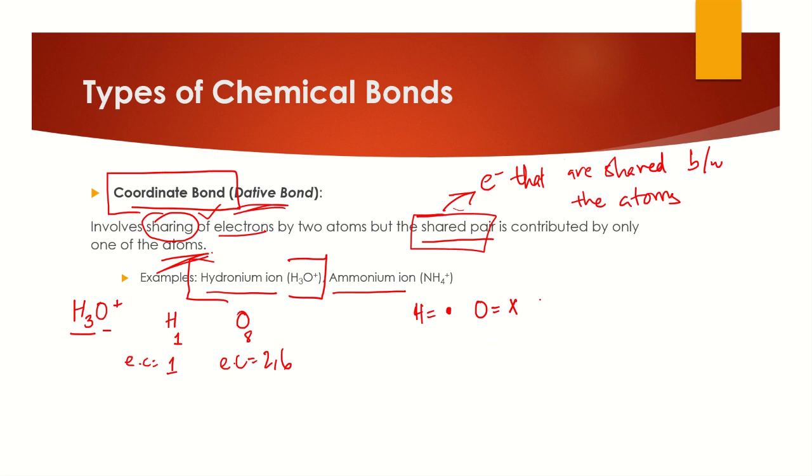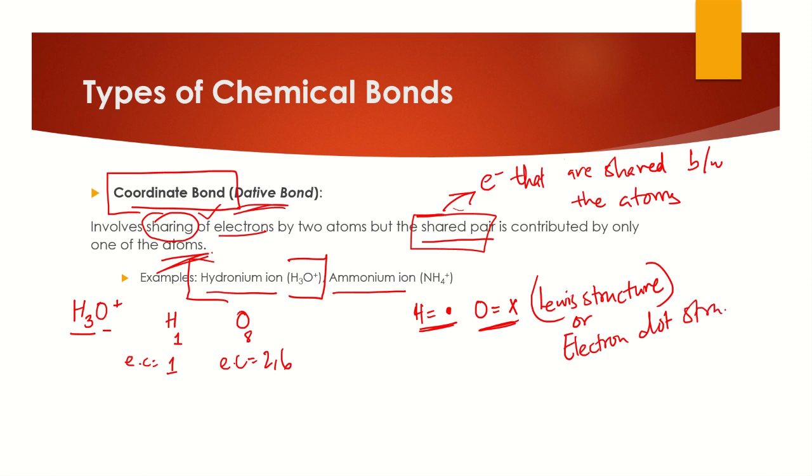So this type of representation is called Lewis structure. If you represent one atom's electron with a dot and another atom's electron with a cross, that structure is called Lewis structure, or it is also called electron dot structure.